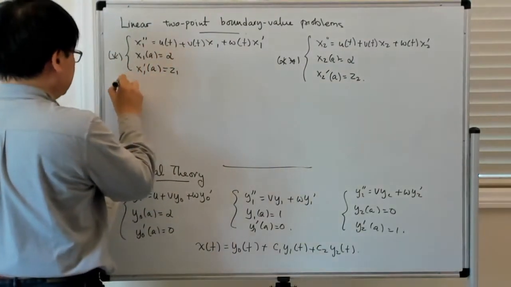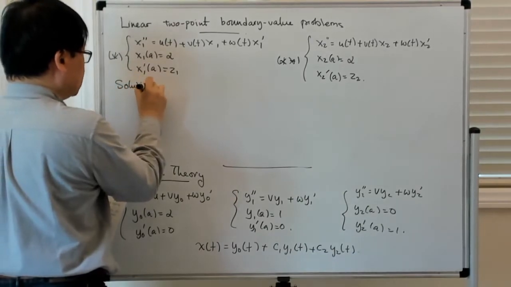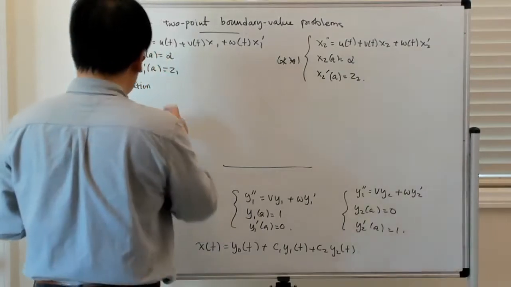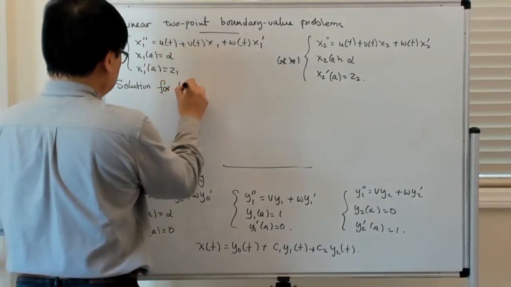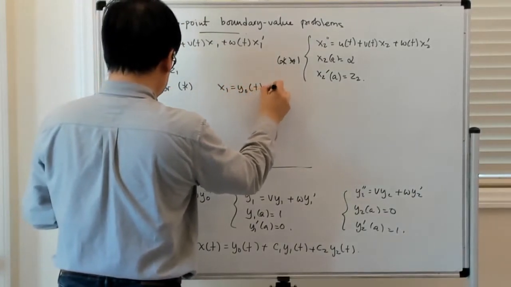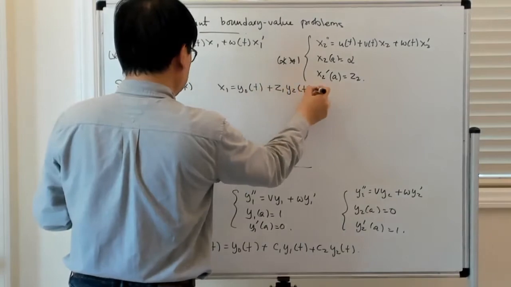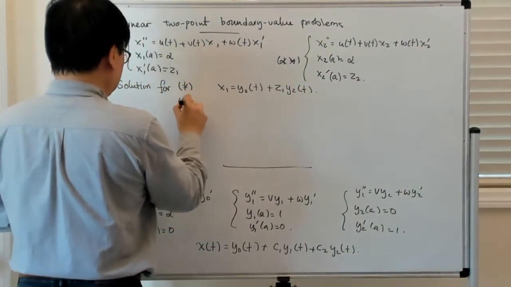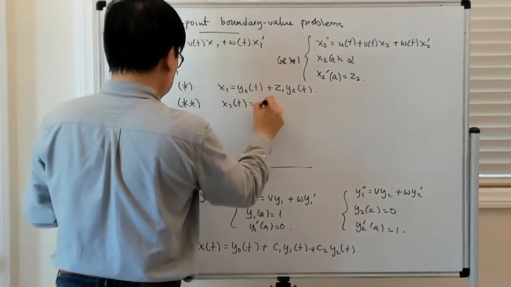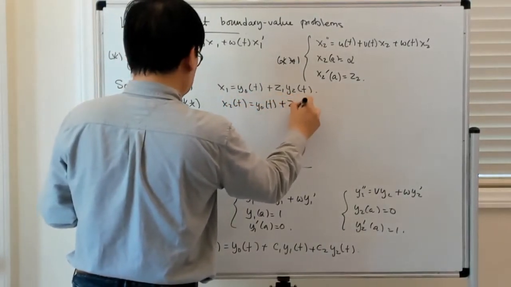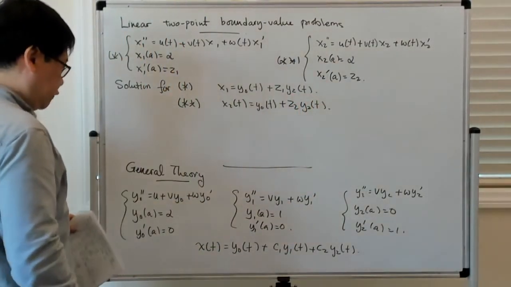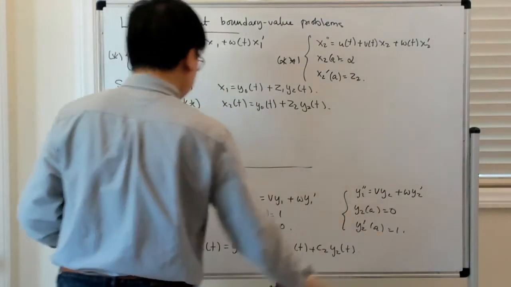So the solution for star is going to be x1 is equal to y0 of t plus z1 y2 of t. And then the solution for double star is going to be x2 of t is y0 of t plus z2 y2 of t. Right? So it's fairly easy to see that these are the ones which are relevant.